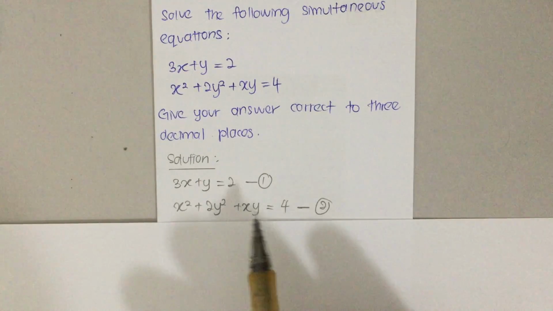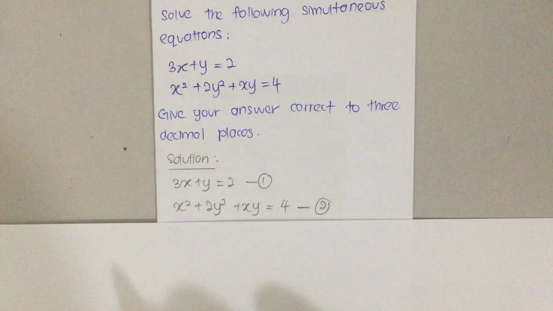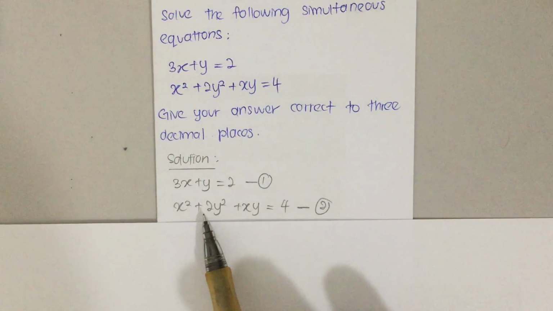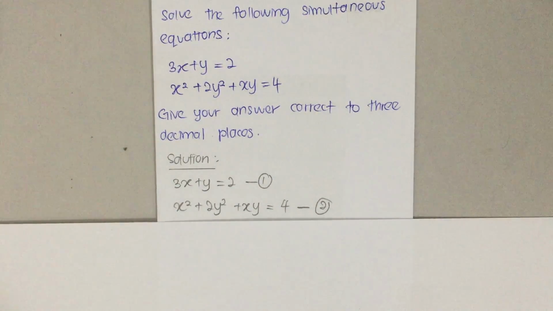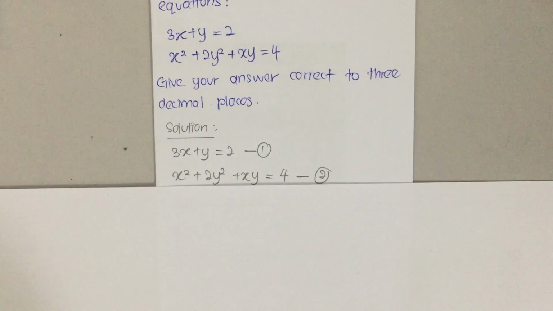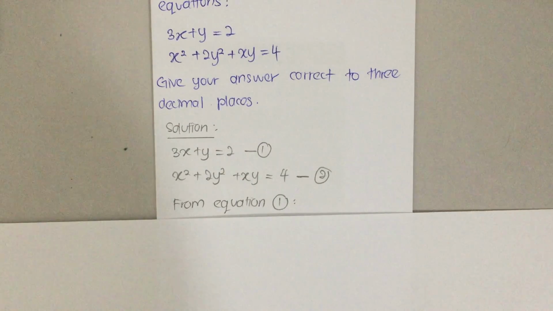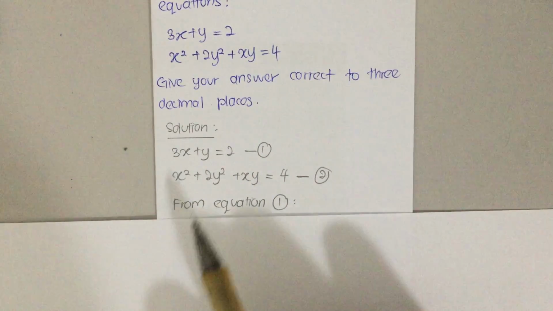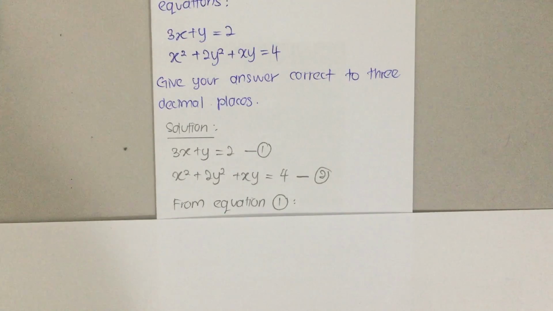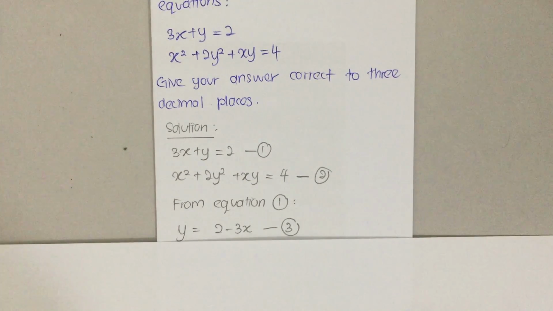Okay, as usual, we're going to label our 3x plus y equals 2, which is the linear equation, as equation 1, and our non-linear equation x squared plus 2y squared plus xy equals 4 as our second equation. Let us continue. From equation 1, we're going to form an expression of y in terms of x. Actually, we can choose an expression of x, but it is recommended to choose y because we will try our best not to use fractions. From here, y equals 2 minus 3x.